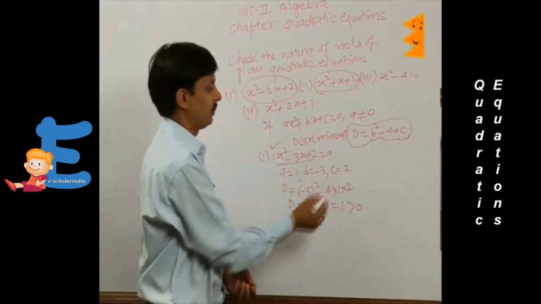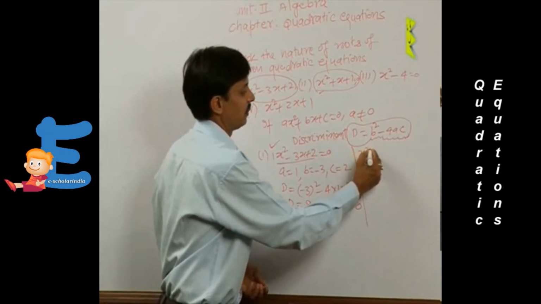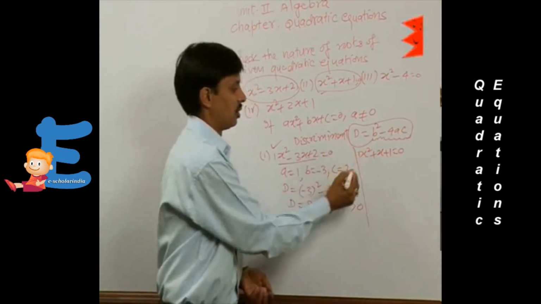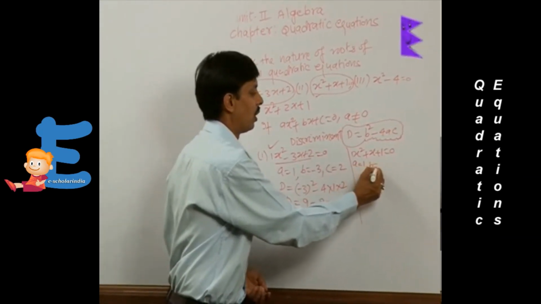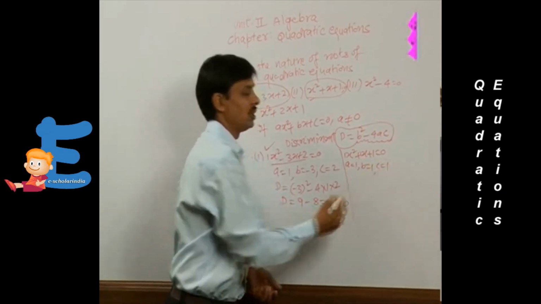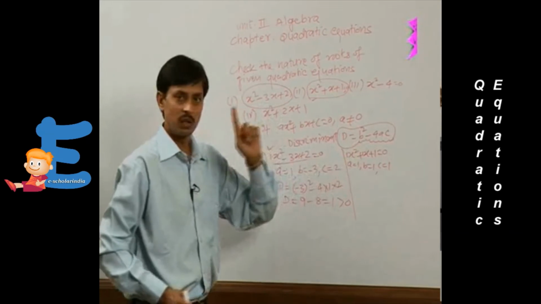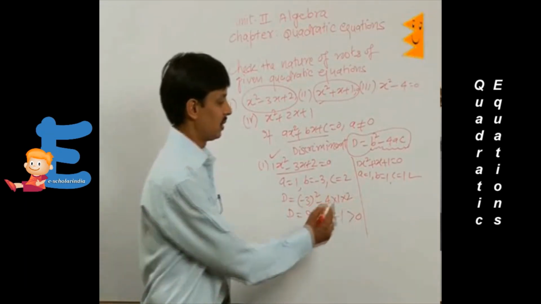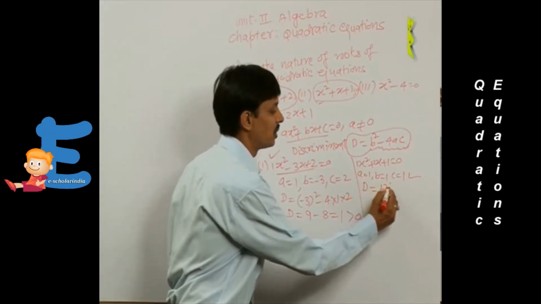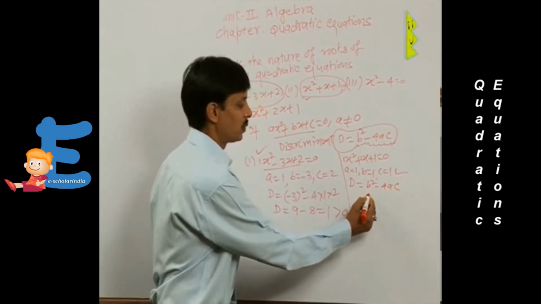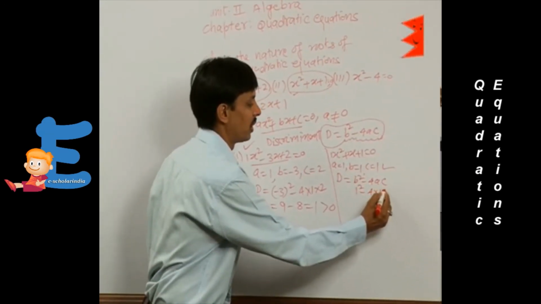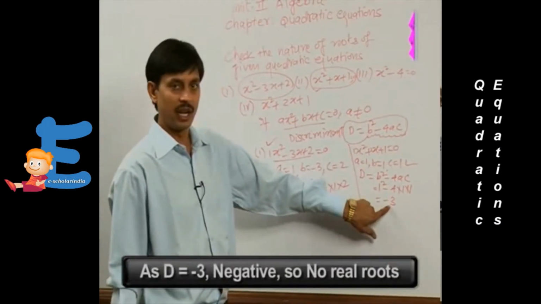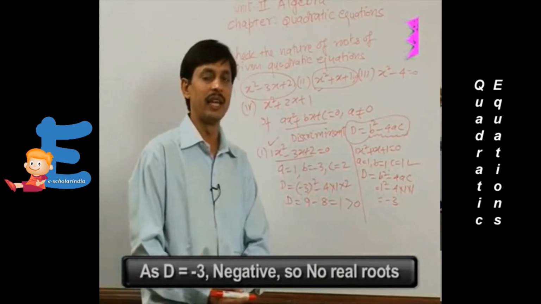If I take the second, it is like this: x square plus x plus 1 is equal to 0. So the value of A is 1, the value of B is also 1, and the value of C is also 1. We have compared this quadratic equation with its standard form. Now we will calculate the discriminant. D is equal to B square minus 4AC, which becomes 1 square minus 4 into 1, equal to minus 3. As the discriminant is negative, this does not have any real root.